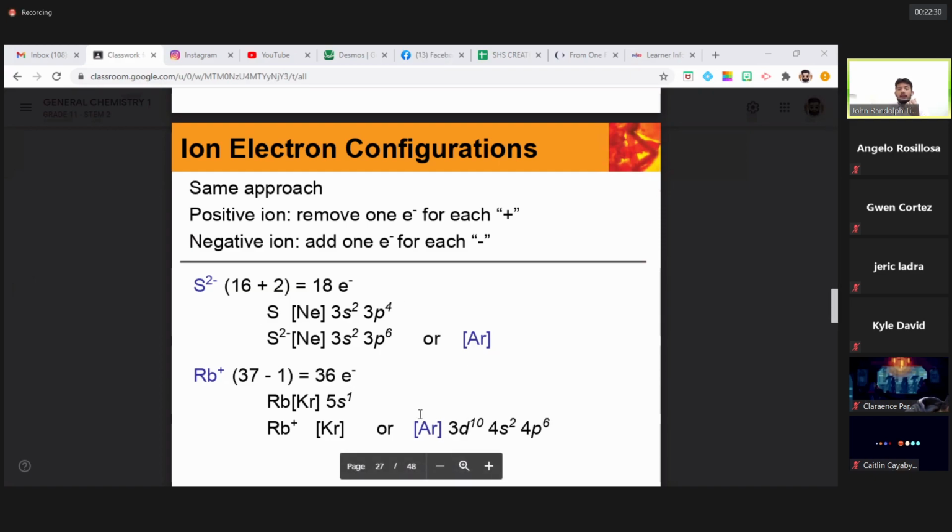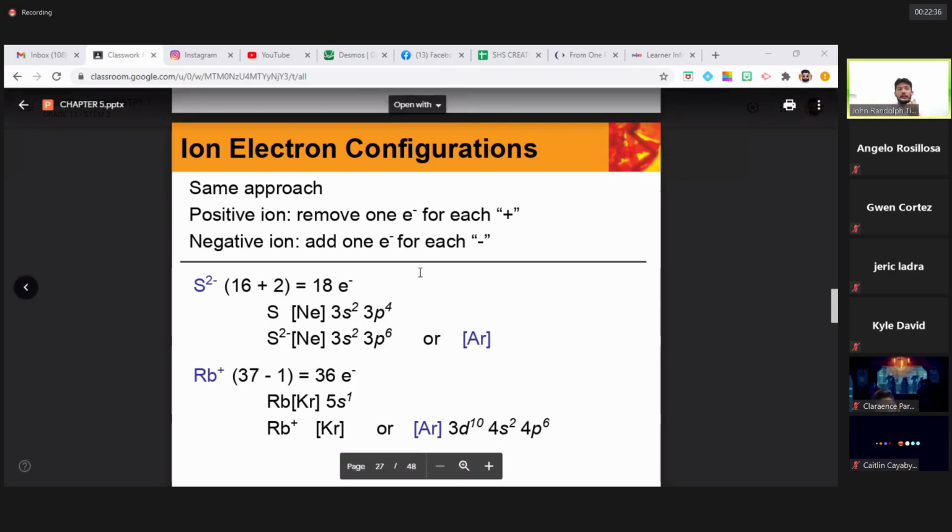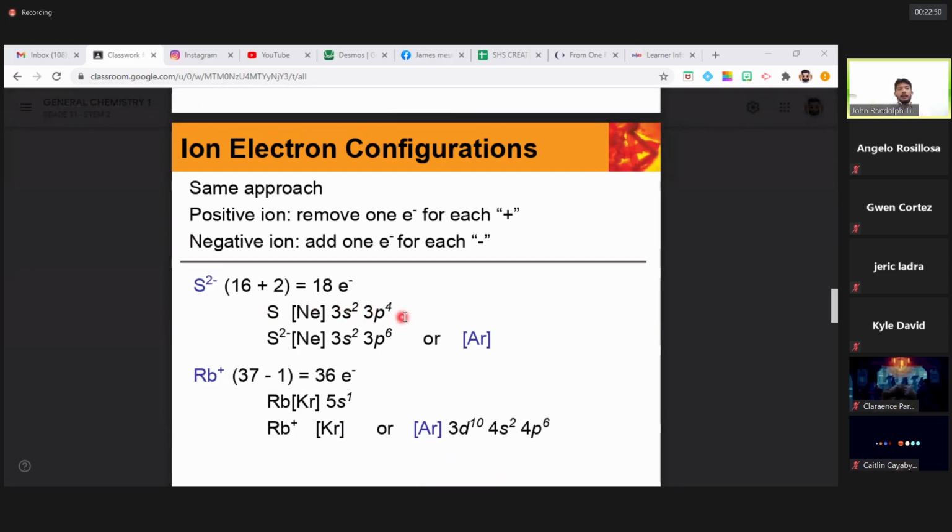Now, how are you going to write the electron configurations of these ions? For sulfur, you can write it this way. Our sulfur neutral atom, when you say neutral atom, has no charge, no plus, no minus. For sulfur, the condensed electron configuration is neon 3s2 3p4, which is a total of 16. Neon is 10, plus 3s2 that's 12, plus 3p4 that's 16. Now for sulfur, which is an anion, you include your noble gas neon, with a total of 18 electrons for sulfur 2 minus.